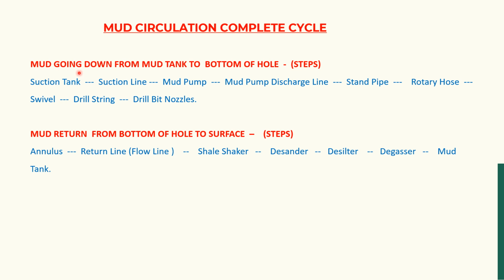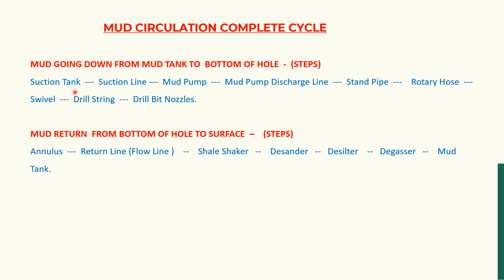The first one is when the mud passes or circulates from the mud tank to the bottom of the hole, and the second one is when the mud returns from the bottom of the hole to the surface. In the first phase, first of all, there is the suction tank, the mud tank. The suction tank is the tank from which the mud is taken by the mud pump. That is called the suction tank or active tank.